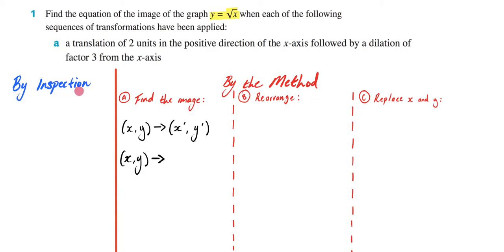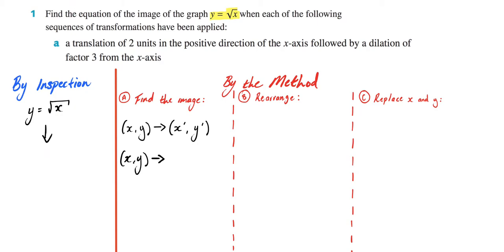One is by inspection, and the other is through our method. So it's very important that we all understand how to do it through the method, but I also want to show you how to do it just by inspecting it, just by looking at it. So we know we're starting with y equals the square root of x. All right, that's what we're starting with.